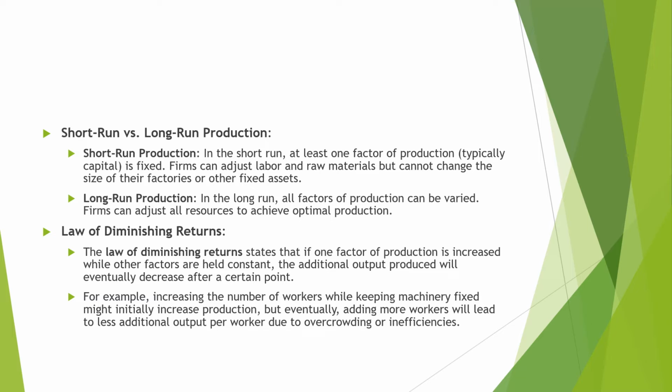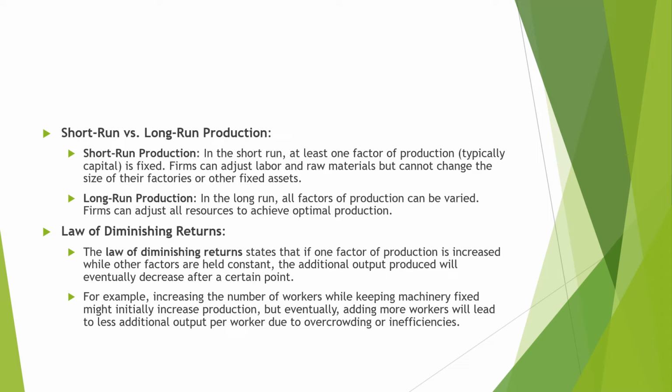Short run versus long run production. Short run production: in the short run, at least one factor of production, typically capital, is fixed. Firms can adjust labor and raw materials, but cannot change the size of their factories or other fixed assets. So the size of the factory cannot be changed, and therefore it is a short-run production.